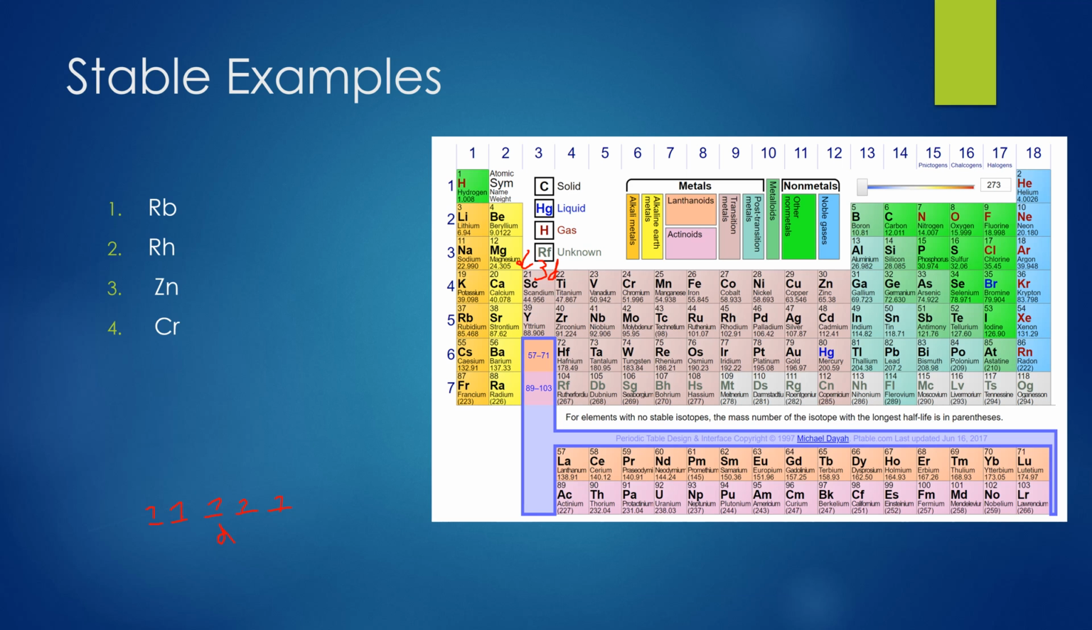Then we have 4p6. So even though the 3d jumped down 1, we still go back up to the correct number for the p subshell. So 4p6 and then 5s1. That is how we solve rubidium.